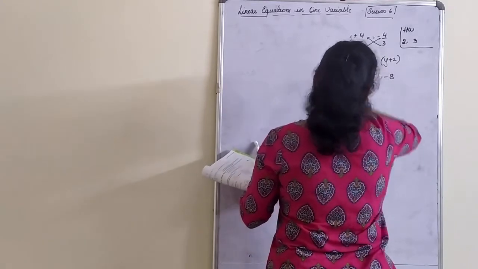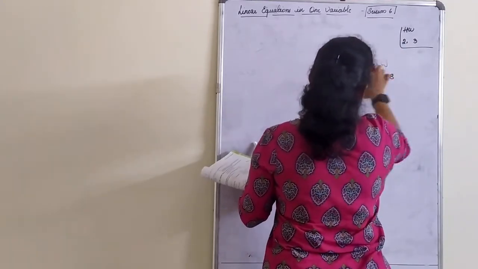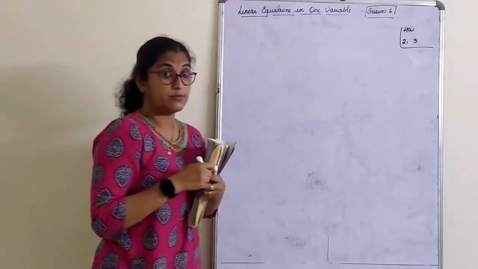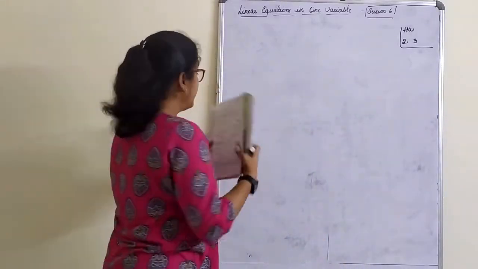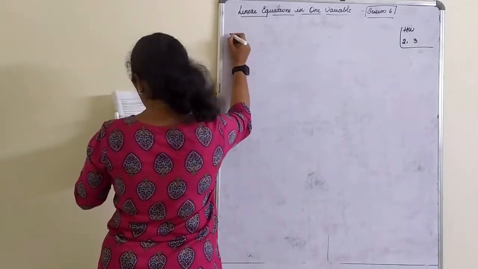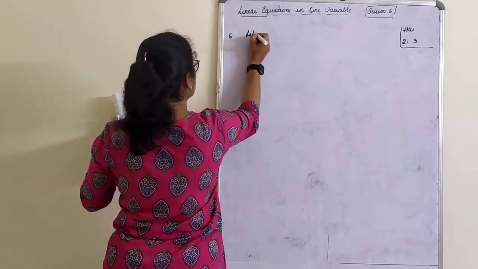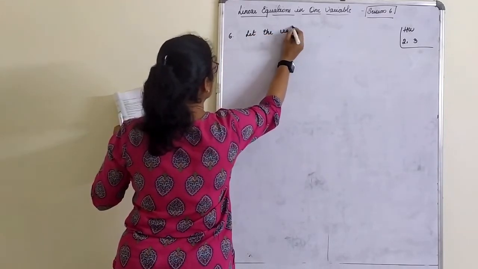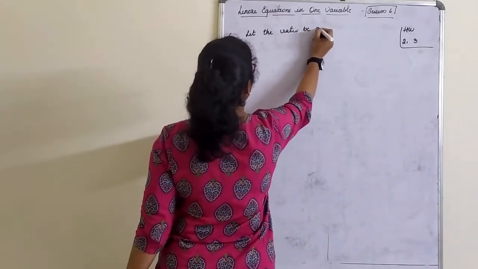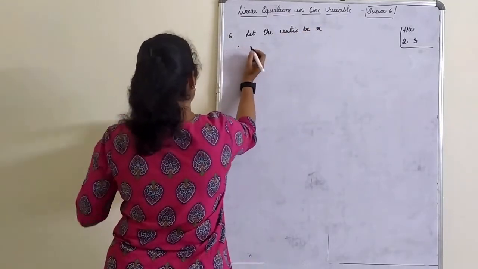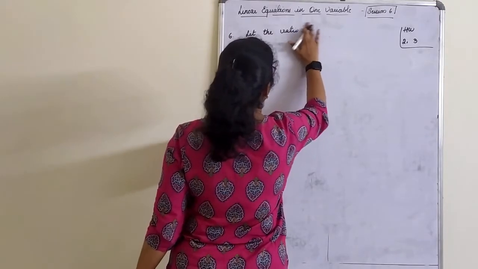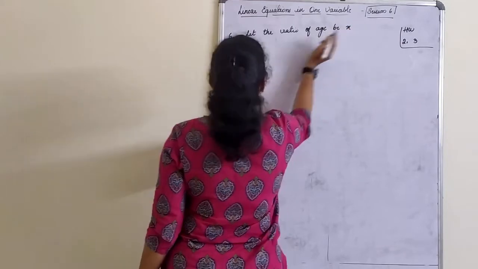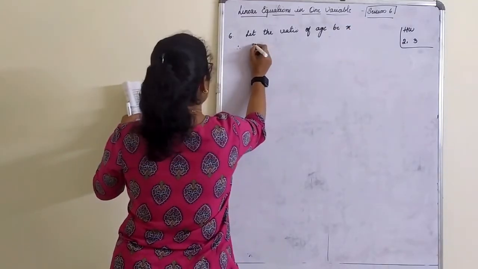Find the present ages. So we have done ratio sums, but after 4 years, after 3 years, whatever it is, that wasn't given in terms of ratio. So let the ratio of age be x. Therefore, what is Hari's age?